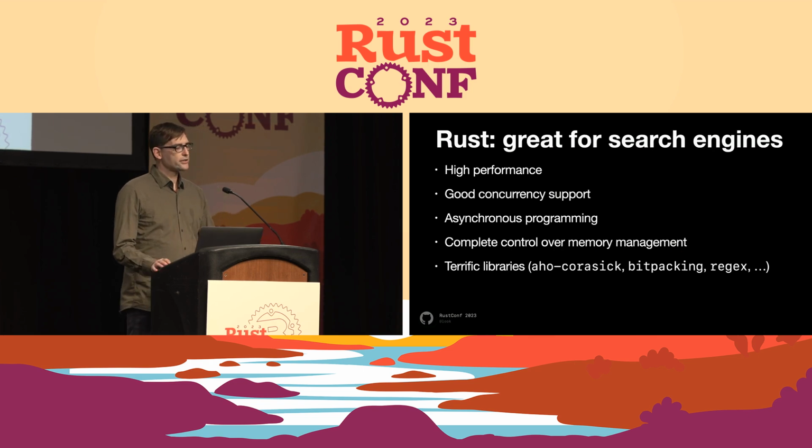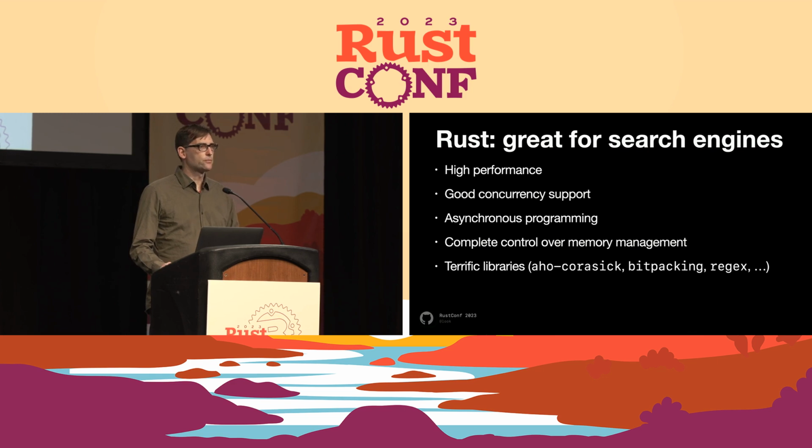But in fact, Rust is really great for search engines. It's high performance. It has good concurrency support. We especially love using Rayon. When we need to do asynchronous tasks, we have access to great libraries like Tokio. And we have complete control over memory management. That's really important when we want to keep our queries per second steady and not have big latency spikes due to garbage collection. And there's a lot of terrific libraries in the Crates ecosystem that help us build search tools. So we decided to build this search engine with Rust.